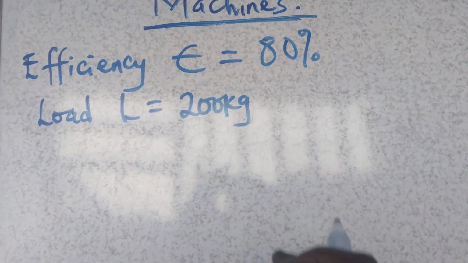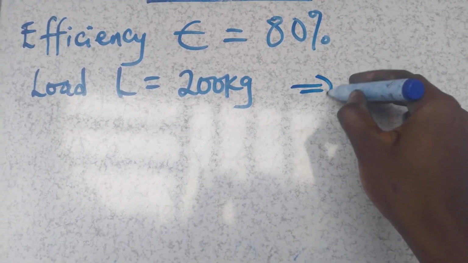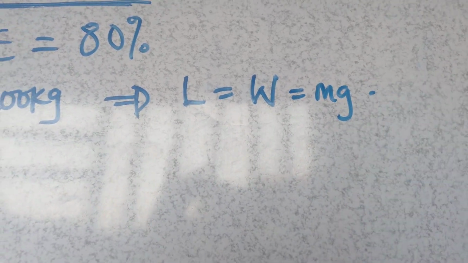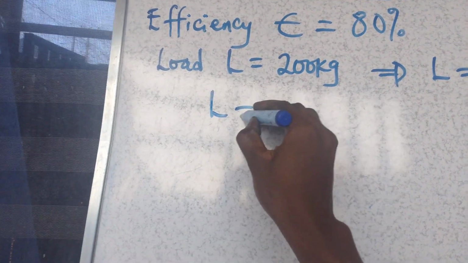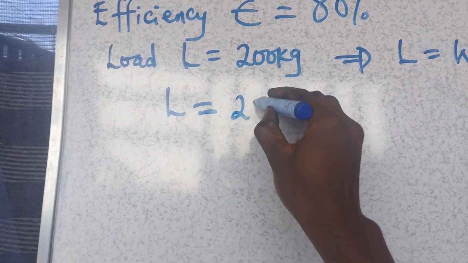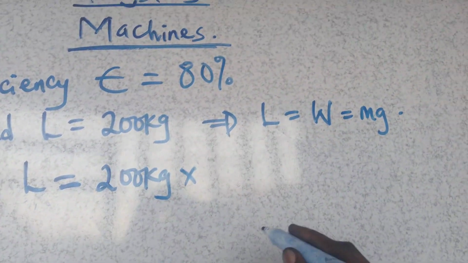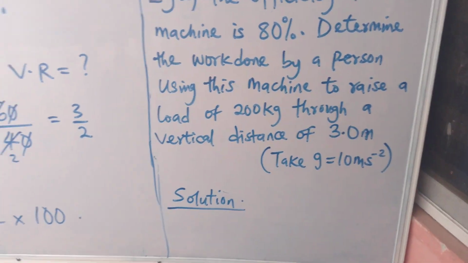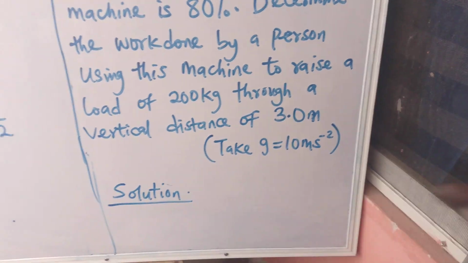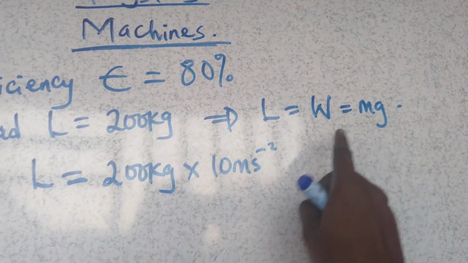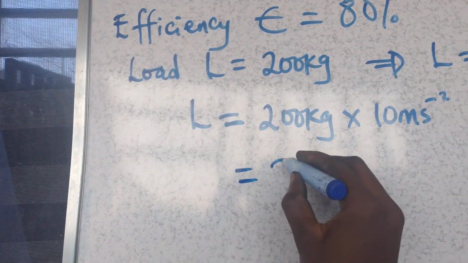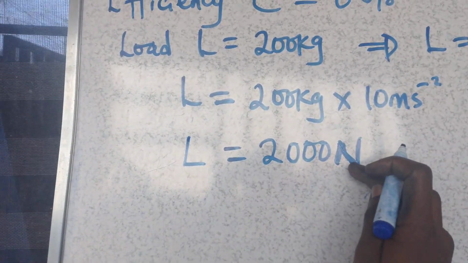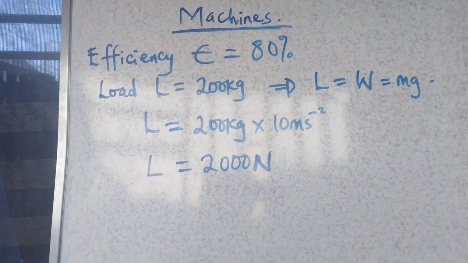We'll convert it to newtons. We are stating that the load is similar to the weight of an object, which is mass times acceleration due to gravity. So the load will be equal to the mass of the block, 200 kilograms, multiplied by acceleration due to gravity, which is given as 10 meters per second square. Take g as 10 meters per second square. So 200 times 10 will give me 2000. That's my load, 2000 newtons. Alright, now I'll continue.